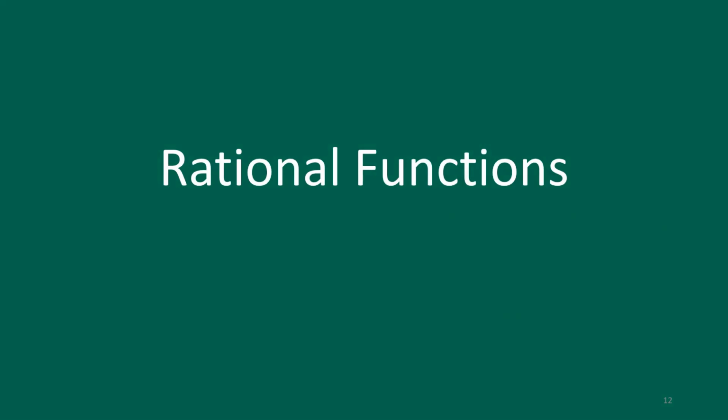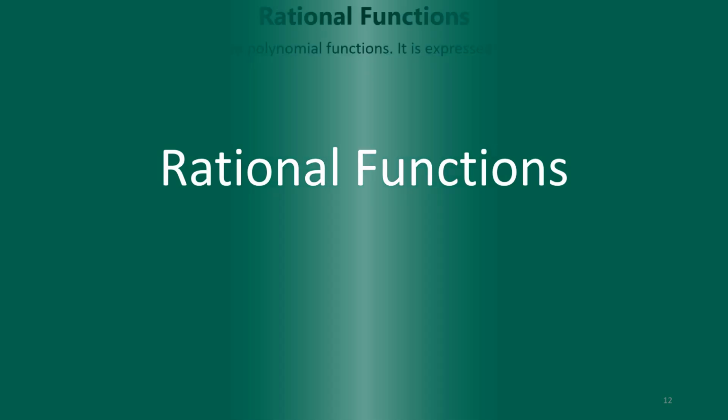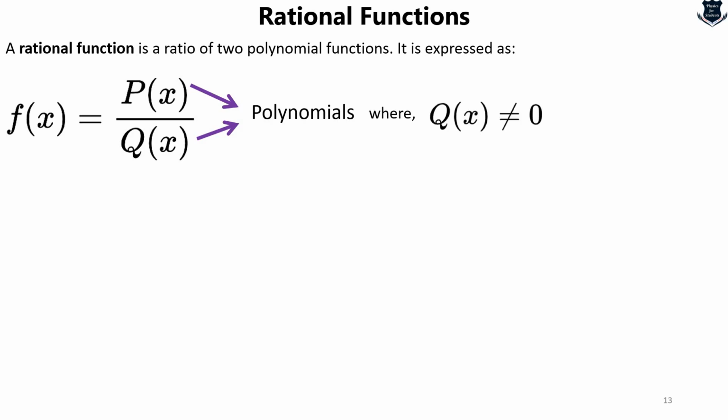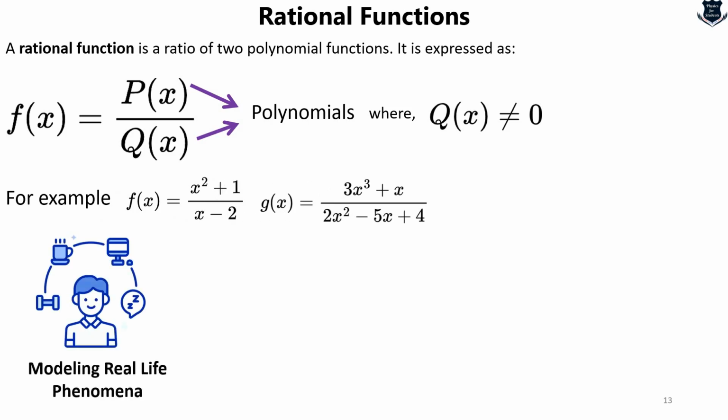So we come to the next part of our video, where we will quickly look into another important function, called rational functions. Now these are extremely useful in daily life. So how does a rational function look like? It looks like this, where p of x and q of x are polynomials, where obviously q of x should not be equal to 0. Some examples are this, this and this.